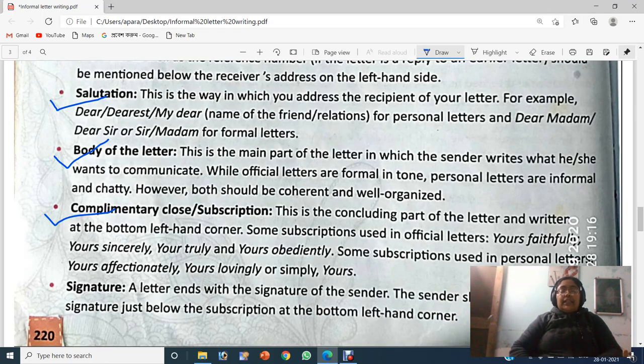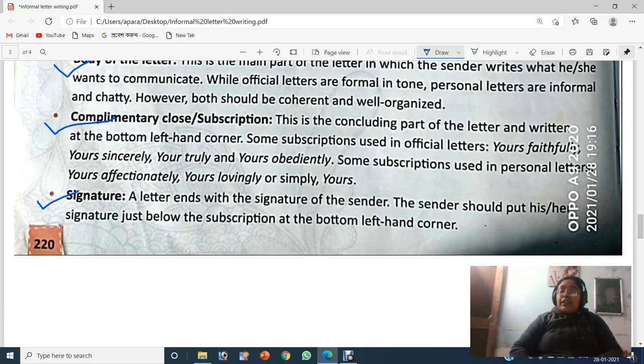And at last, a signature. What is a signature? The letter ends with the signature of the sender. When you are the sender, you are the writer, your signature is to be put at the end of the letter. The sender should put his or her signature just below the subscription at the bottom left hand corner. So this is all about the different parts of the letter which we write. Hope you all have understood, children, why we are writing letters and how our letter is to be composed.